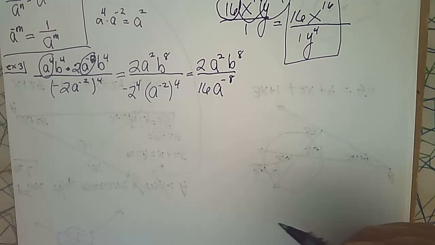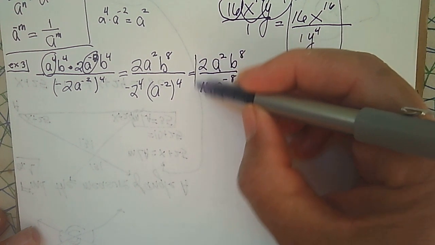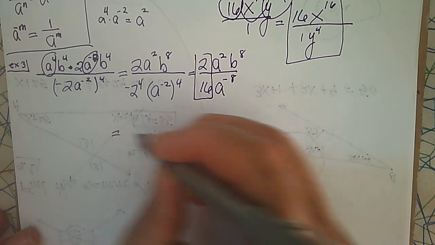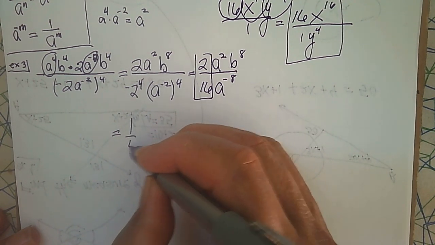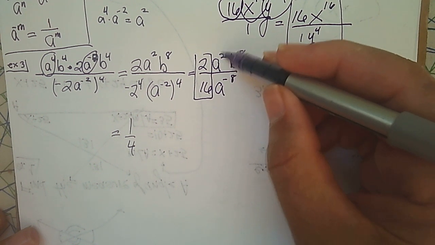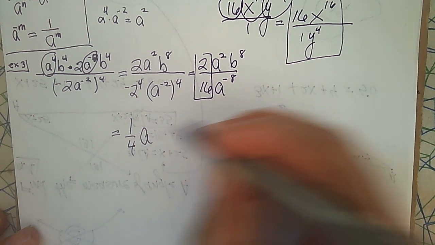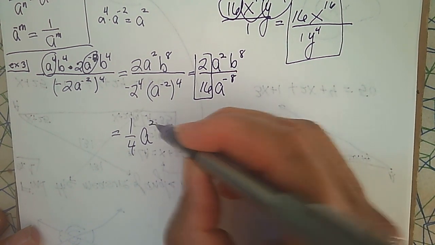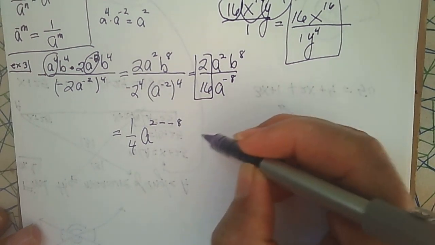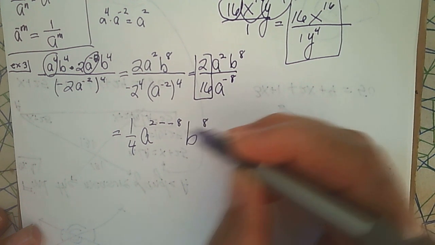Okay, now I've got to simplify numerator and denominator. What is 12 divided by 16? That gives you 1/4. Now what is a to the 2? A squared divided by a to the negative 8. The base will be the same base. Top exponent minus the bottom exponent, minus the bottom exponent, two negatives. And then the b has no other b, stays the same.